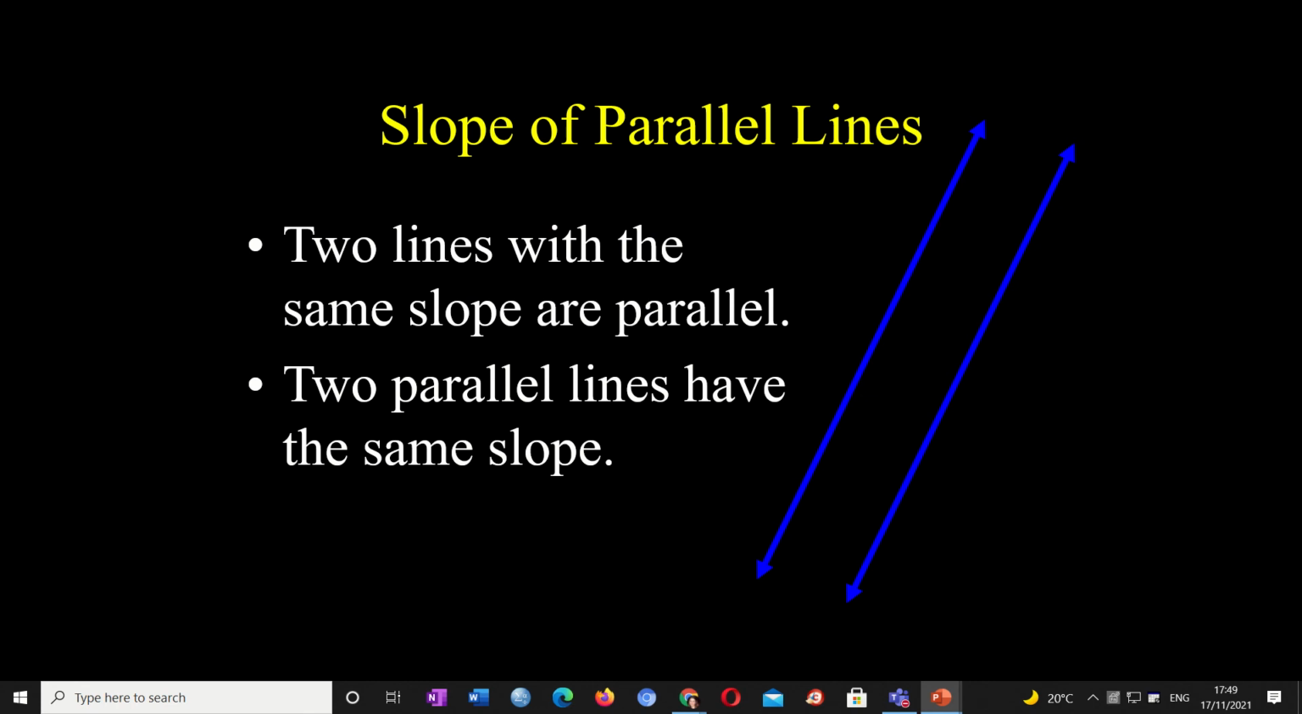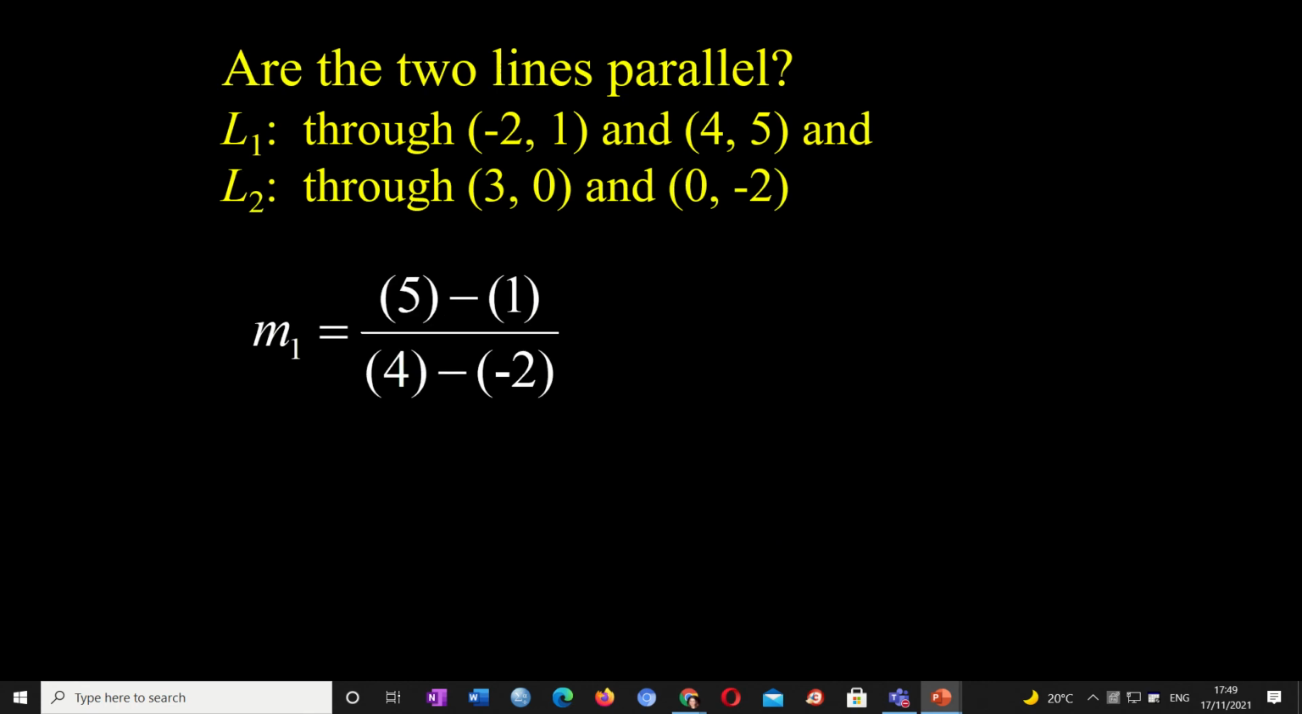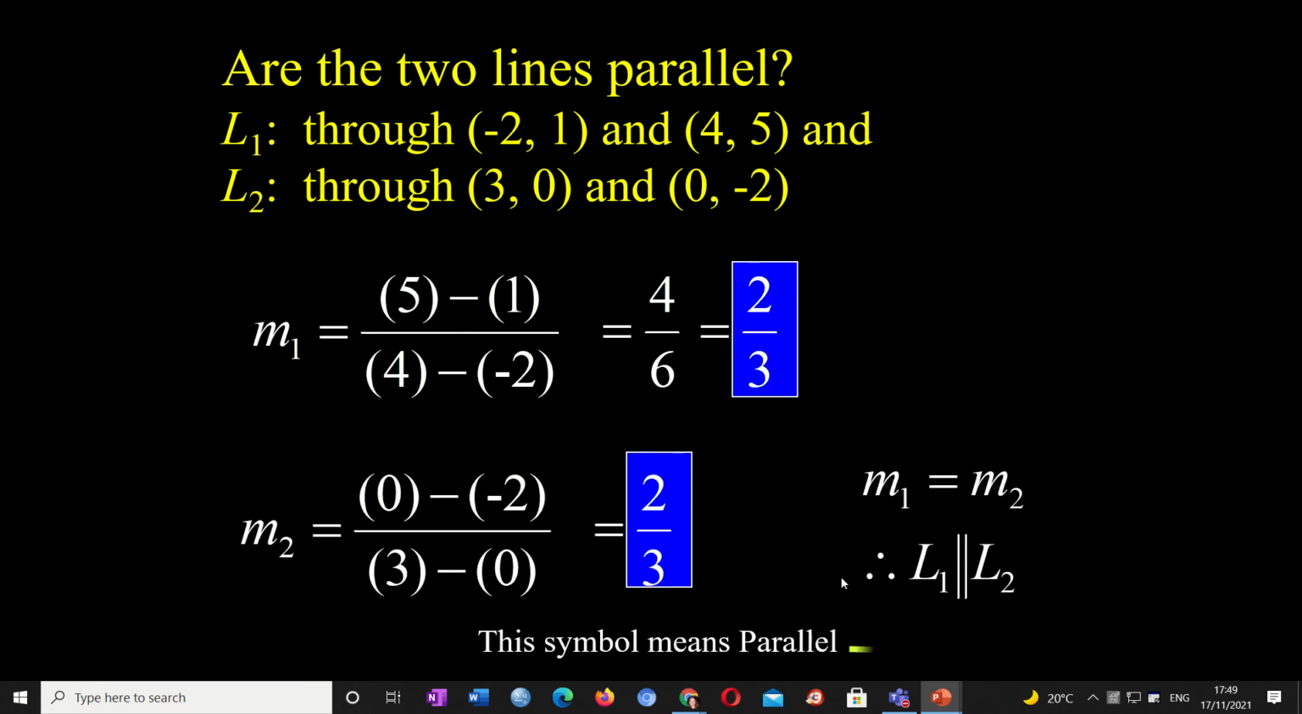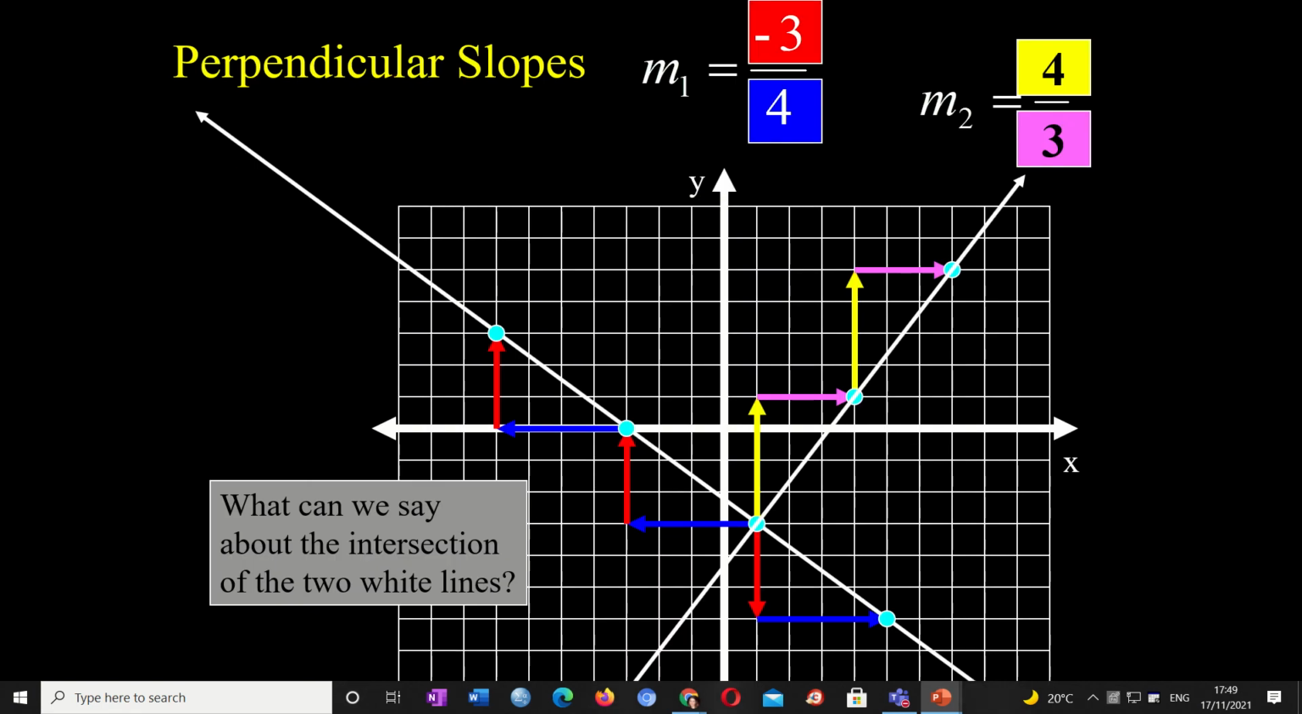The slopes of parallel lines are the same. We have learned that, and we solved two equations where two lines are parallel.